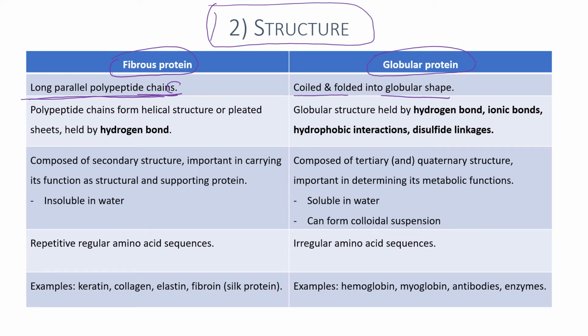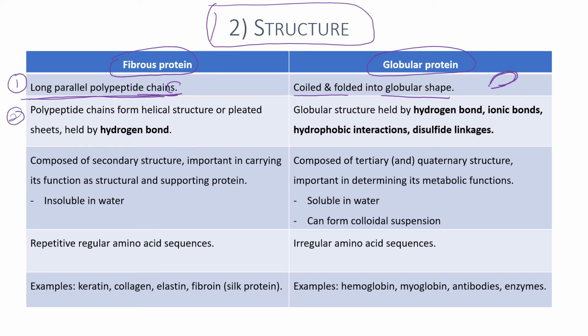Like in the tertiary structure that we have looked before. So you have one polypeptide chain that folds into a specific shape. The one that we have as an example just now is the hemoglobin. The polypeptide chain is coiled and folded into a specific shape. So that is the first difference.